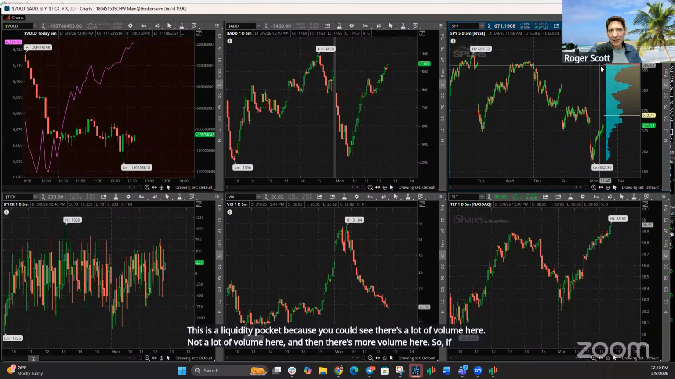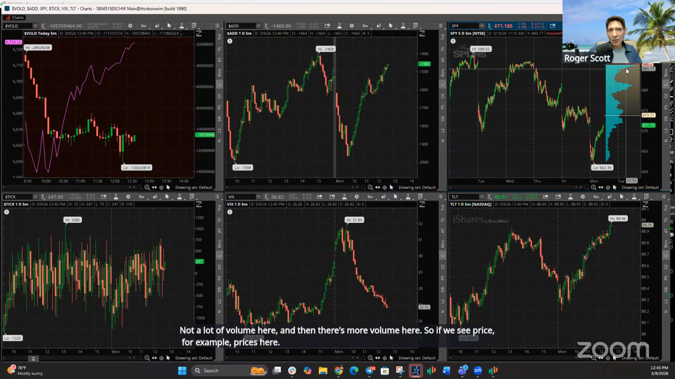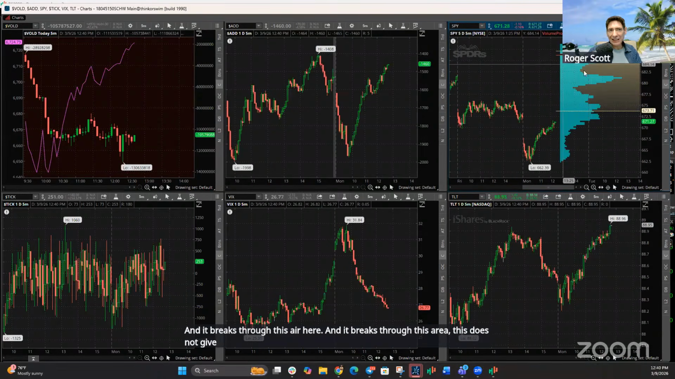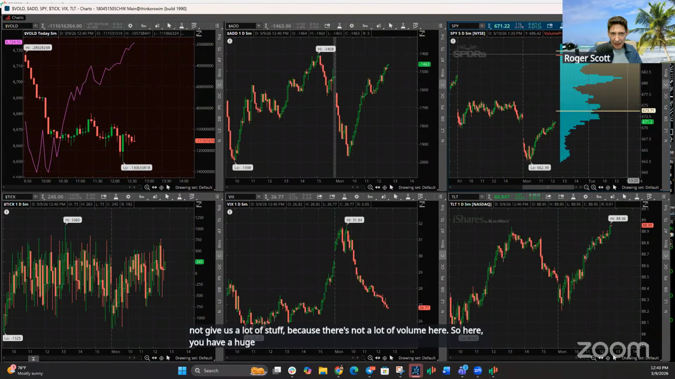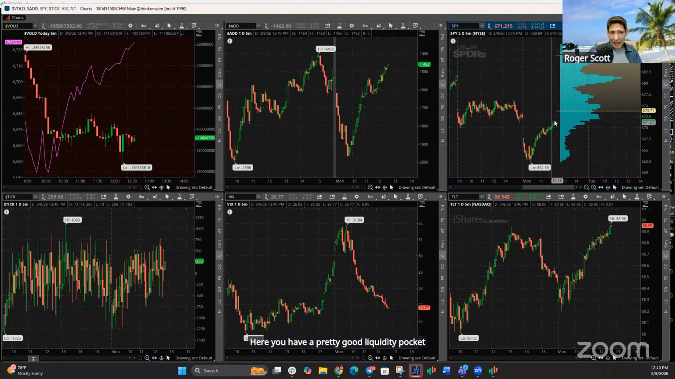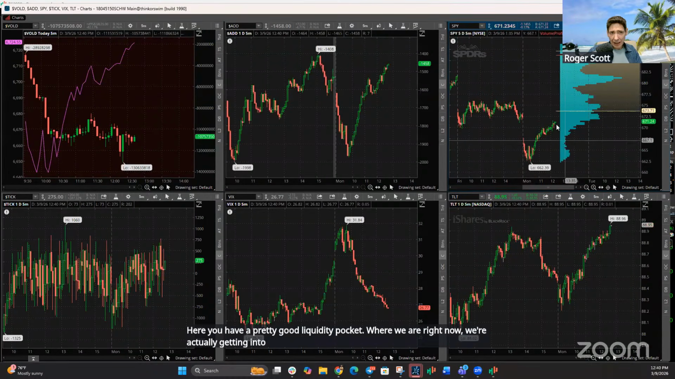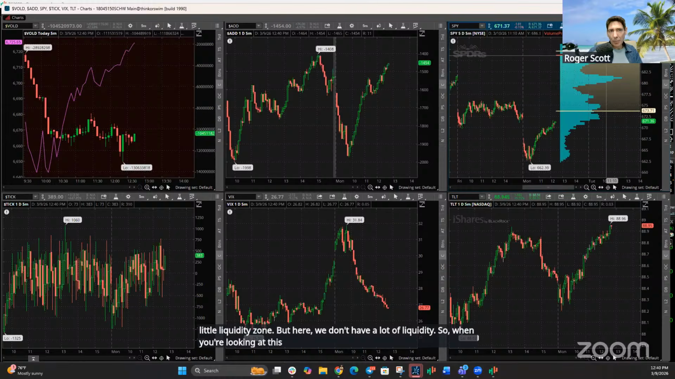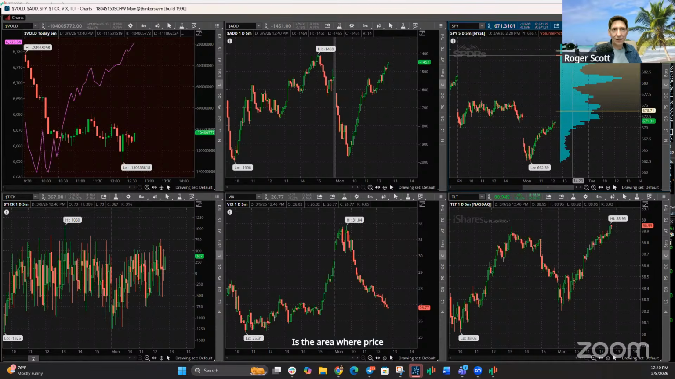If we see price, for example, price is here, and it breaks through this area and this area, this does not give us a lot because there's not a lot of volume here. Here you have a huge liquidity pocket. Here you have a really nice liquidity pocket. Here you have a pretty good liquidity pocket. Where we are right now, we're getting into a pretty good liquidity pocket, going back into the liquidity zone. But here, we don't have a lot of liquidity. So the area with the most liquidity is the area where price traded the most in the last 5 days.